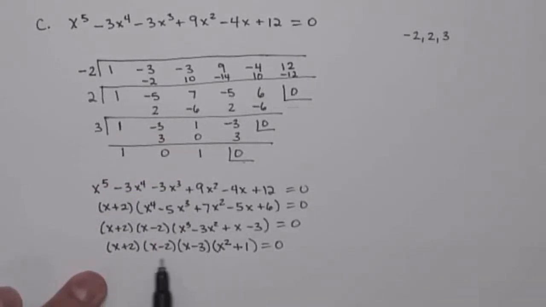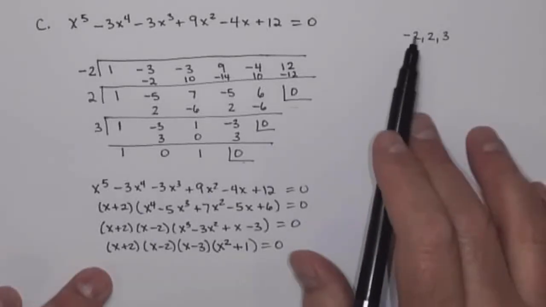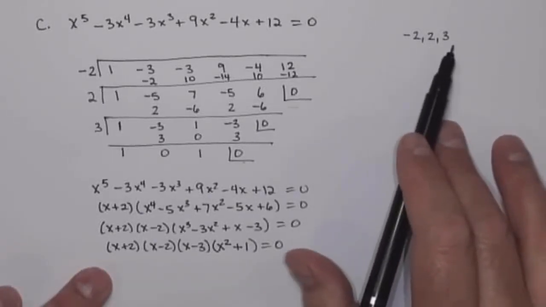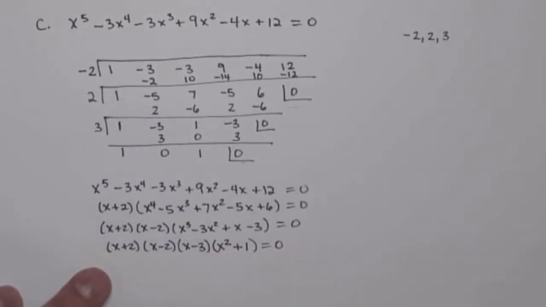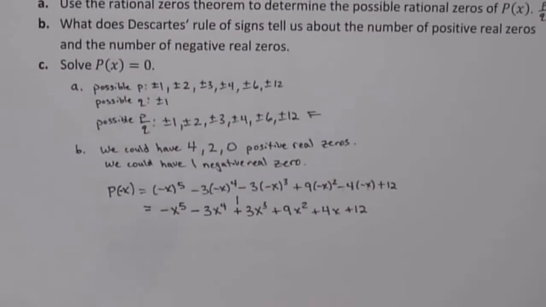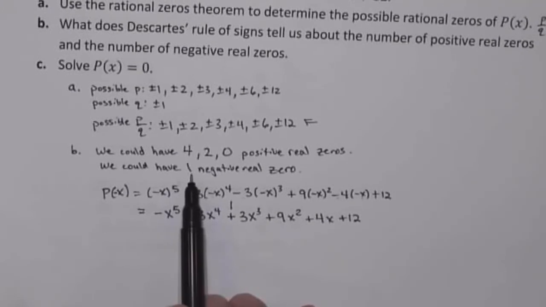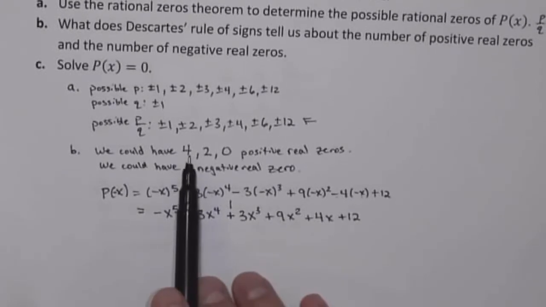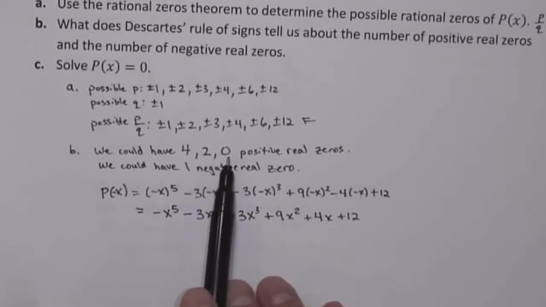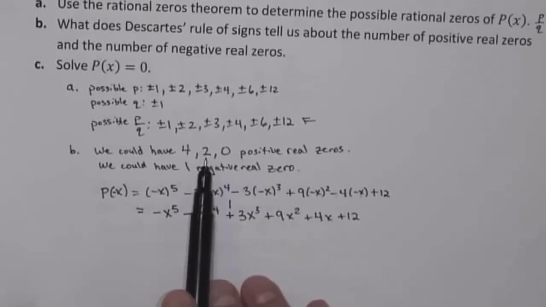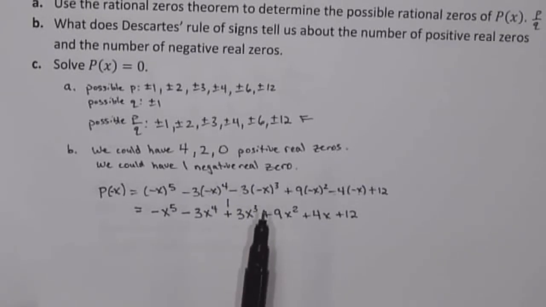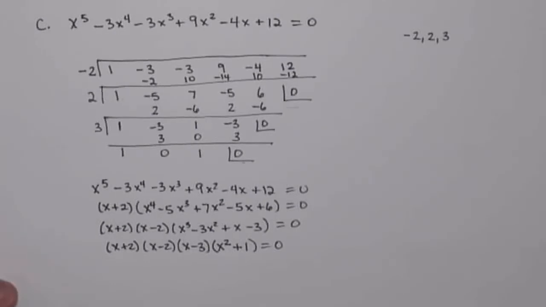Now, so we did have 3 zeros in this case. We had 1 zero that was negative and 2 that were positive. If you'll remember from our Descartes rule of signs, we said that we had to have one negative real 0, and we could have had either 4 or 2 or 0 positive real zeros, and right now we have found 2 of those positive real zeros, and those are the only rational ones.